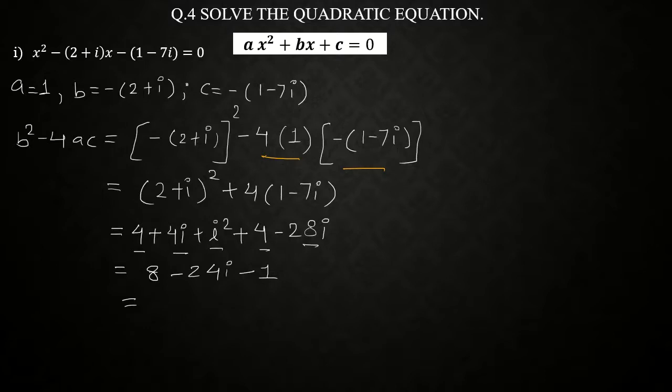So 8 minus 1 का वैल्यू मिलेगा 7 minus 24i. This is the answer of b square minus 4ac. But the problem is that the answer we are getting is again a complex number, and when we are finding the answer by formula method, ये b square minus 4ac को हमें स्क्वायर रूट में रखना पड़ेगा.